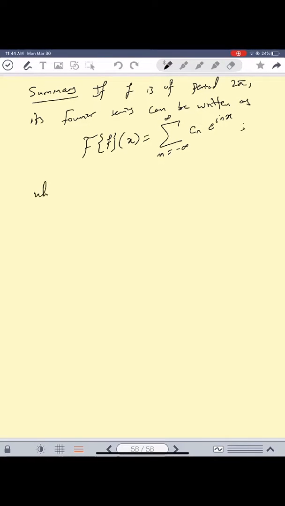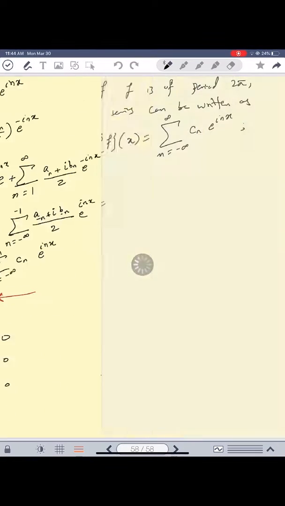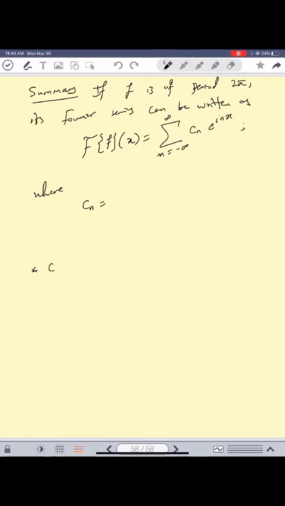But what is the Cn? The Cn is here, okay? I'm not copying it here, okay? So I'm just leaving this line empty just a little, and let's see what is the Cn. So the C0 is A0, right? But what is the A0? It's 1 over 2 pi, remember, the integral from negative pi to pi of f of x dx, right? Okay.